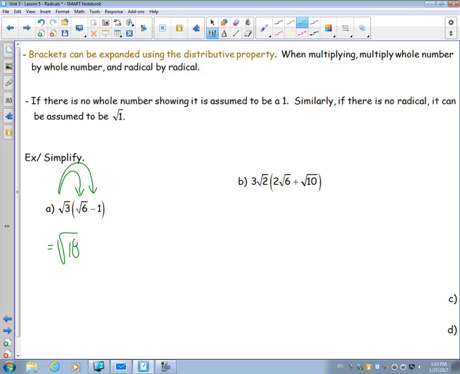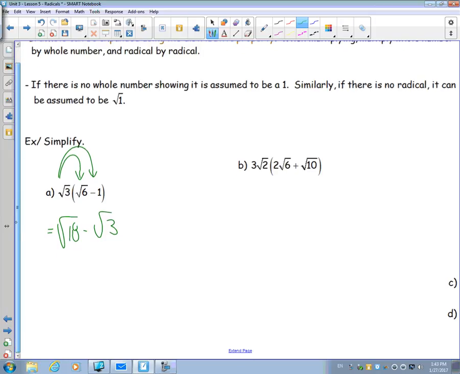Root 3 times 1, that's just root 3. Next, I'm going to try and break down any radicals if I can, and I can here. Root 18 is root 2 root 9, which gives me 3 root 2 minus root 3. It's simplified. I know it doesn't look a whole lot simpler, but the numbers are small. That's our objective.